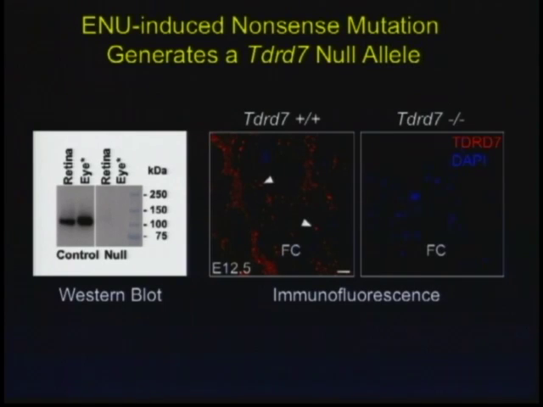When we looked at Western blot analysis from the Tdrd7 null mice, the ocular regions here, or the lenses with immunofluorescence, we found that there was no Tdrd7 protein expressed in these mice, which were Tdrd7 null. So indeed, that particular mutation generated a null allele.